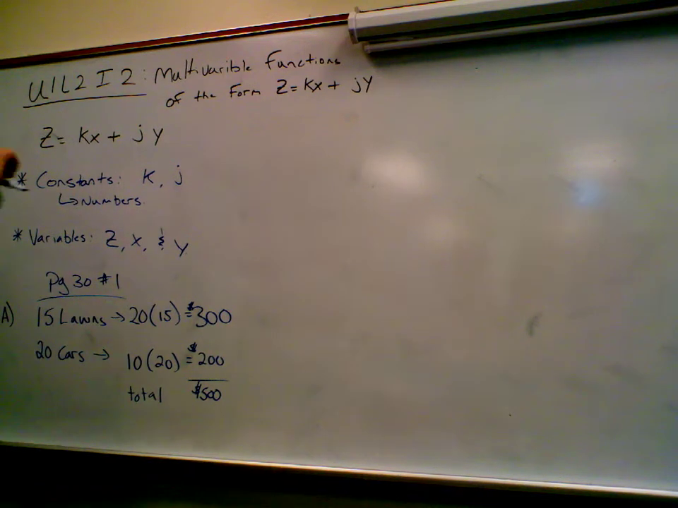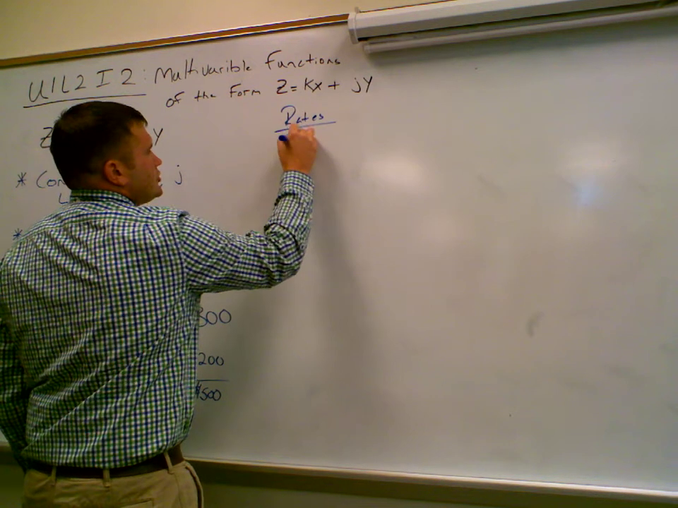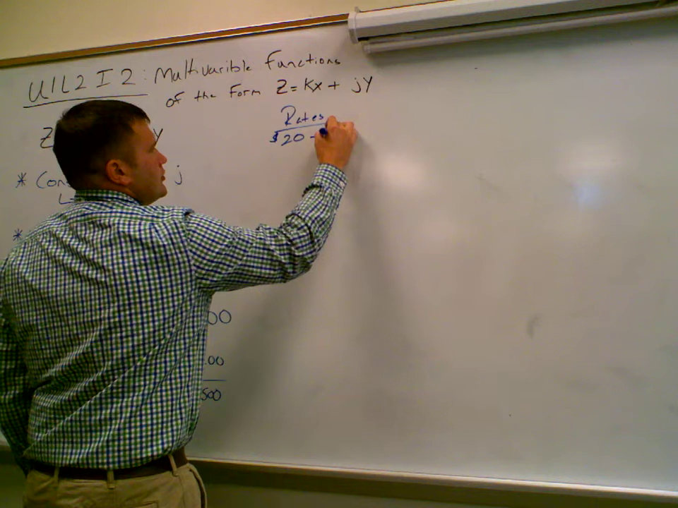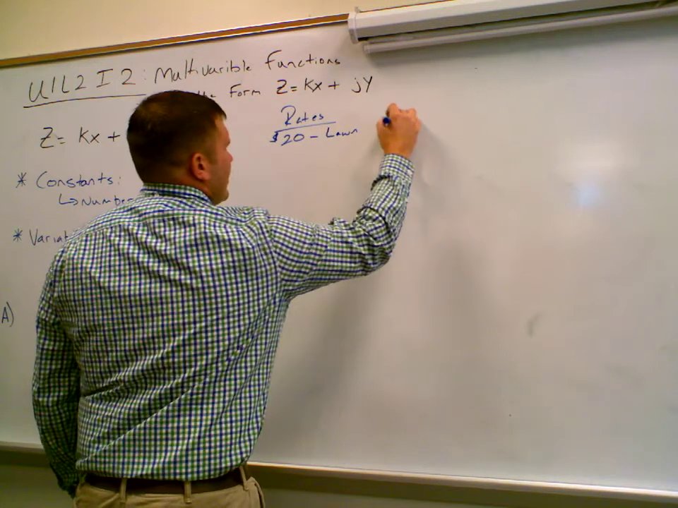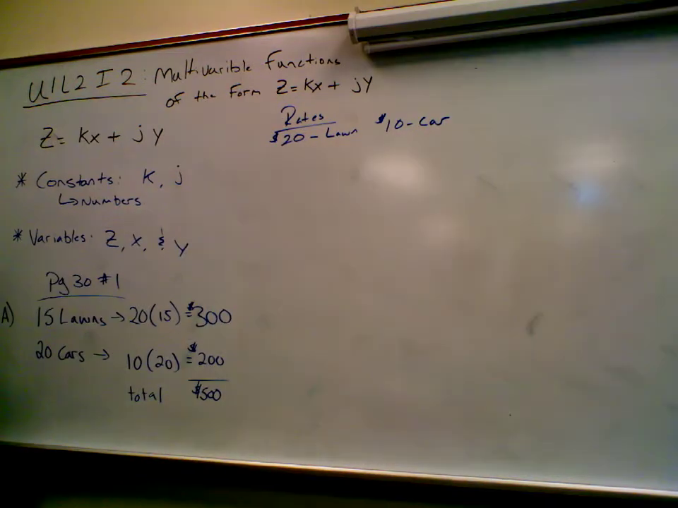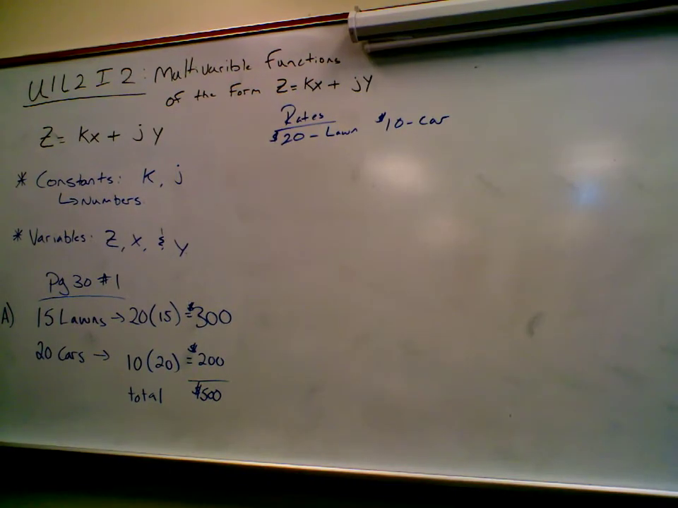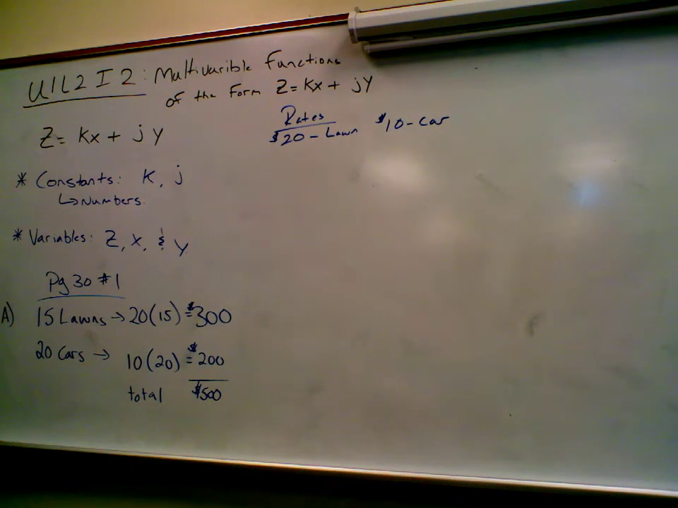So what was his pay rates again? It's $20 per lawn and $10 per car. Okay. So that'd be important to know. $20 per lawn and $10 per car. All right. So for B, this is the next part. This is 1B. Brett's total income I is a function of the numbers of lawns mowed L and cars washed C. Write a rule to express I as a function of L and C.